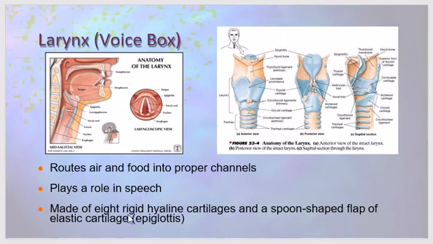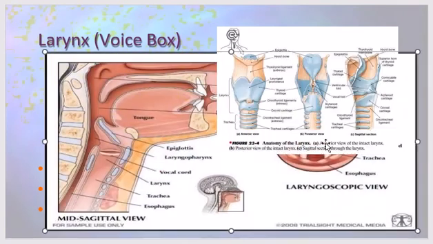Next, it is made of 8 rigid hyaline cartilages and a spoon shaped flap of elastic cartilage. What is the basic here? When we go through the different connective tissues and cartilage, we have understood there are two types of cartilage. One is elastic, known as yellow, and the second is white, which is known as hard. So here is the soft spoon shape. What does the spoon shape basically do? It routes the air and food into their channels. Okay. Now let us understand the larynx with the help of the diagram first, how it works and what the proper routes of its working are.